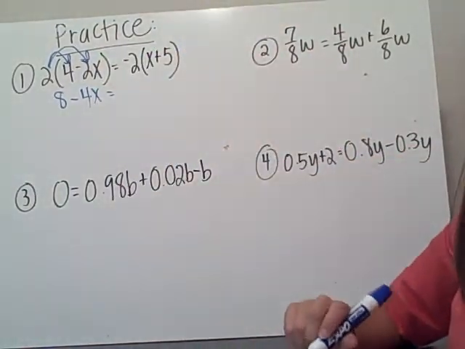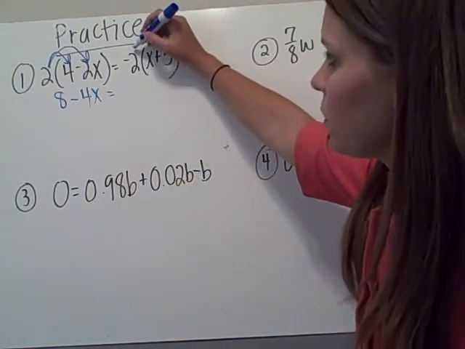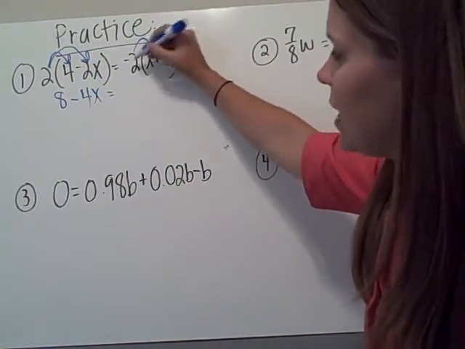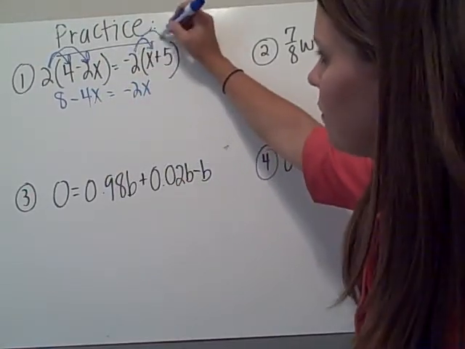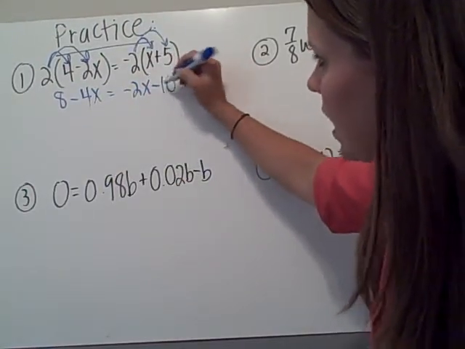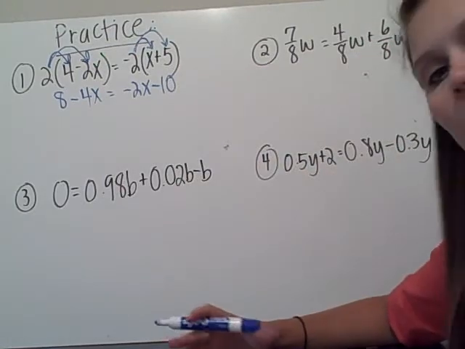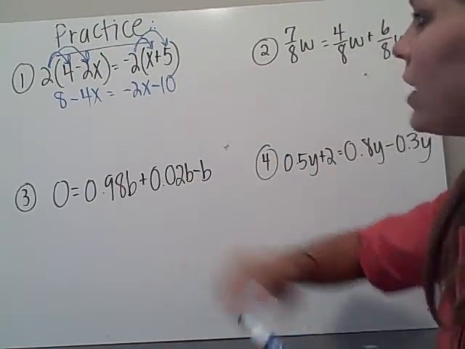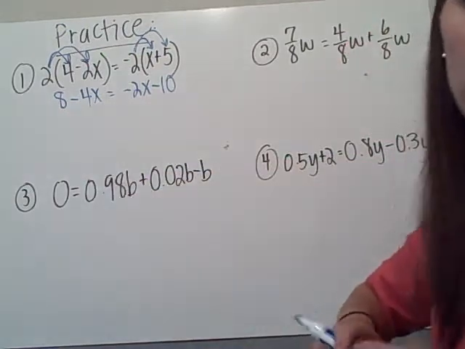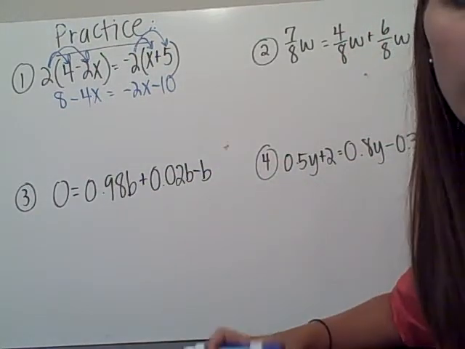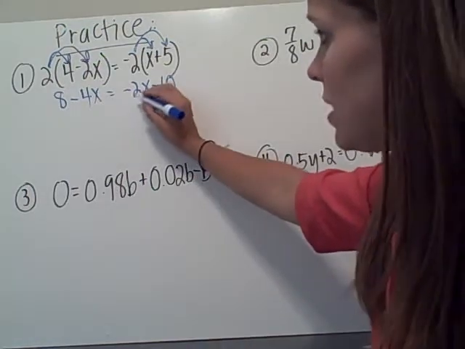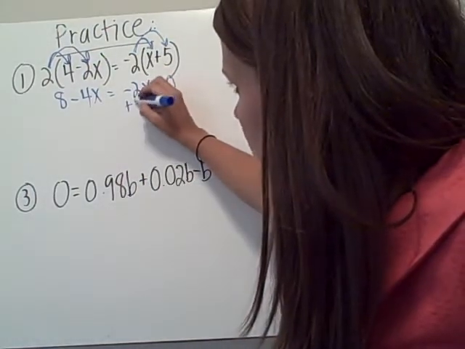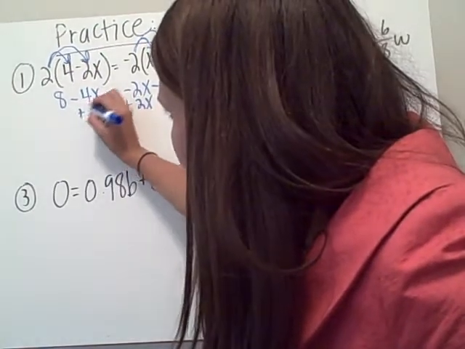I also have to distribute on the other side because there's parentheses on the right as well. Negative 2 times x is a negative 2x. And negative 2 times 5 is a minus 10. Now, I do not have any fractions. I don't have like terms on either side that I have to combine first. So now I'm going to get the variable all on one side and numbers on the other. And this is a minus 4x, so I'm going to add 2x to both sides.